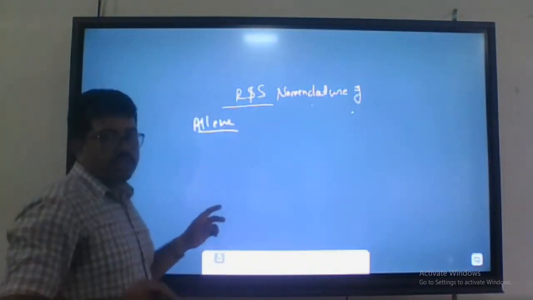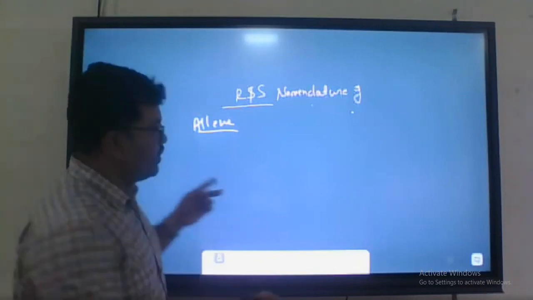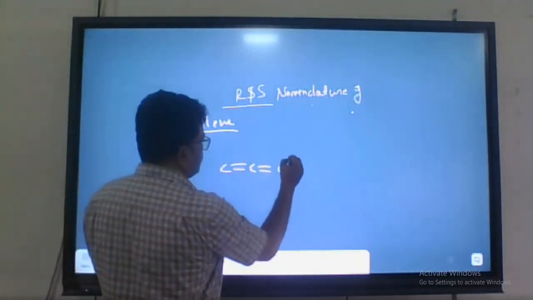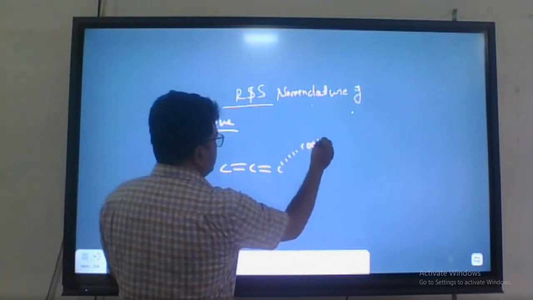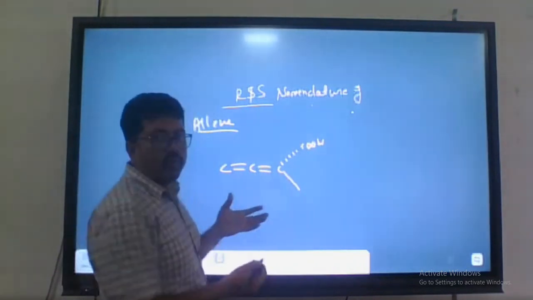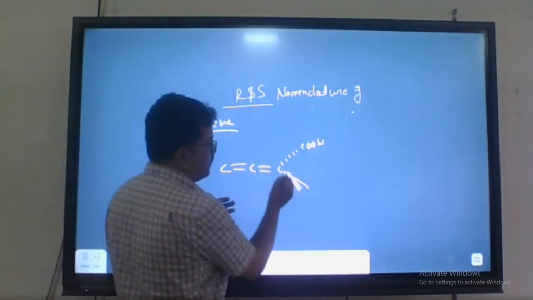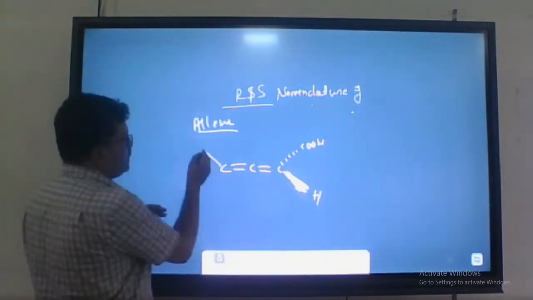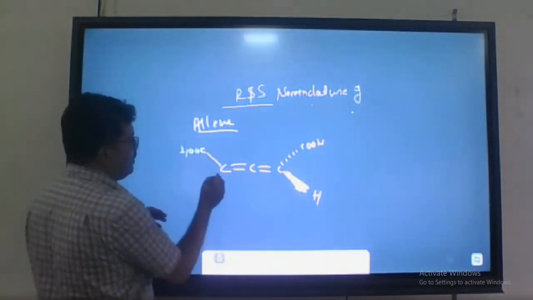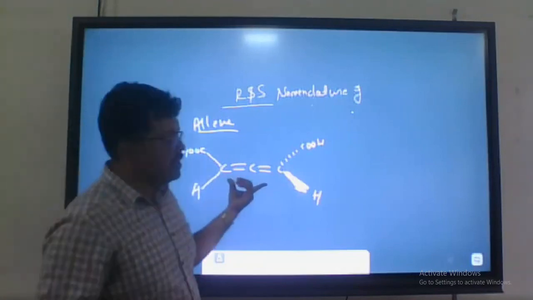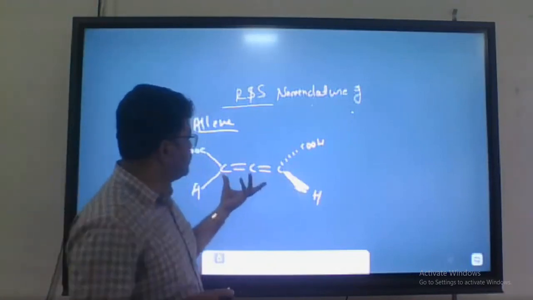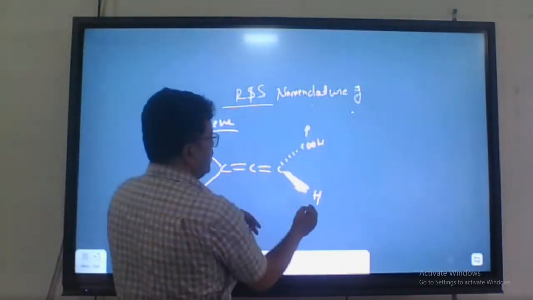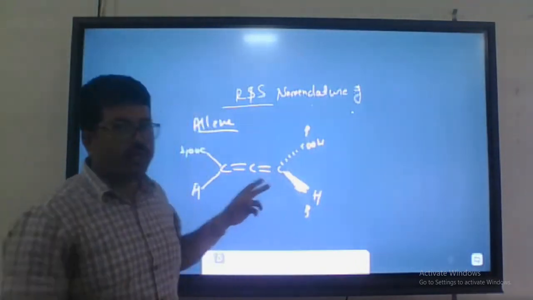If you take the allene as the example, I will take this one: COH, and the other one you can take in the plane. So this H, COH, and this is H. This has an even number of double bonds, so this is an allene. This A is not equal to B, so it is chiral. So how to name this one?